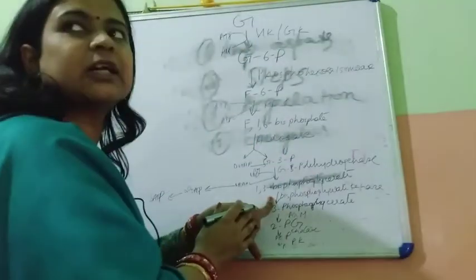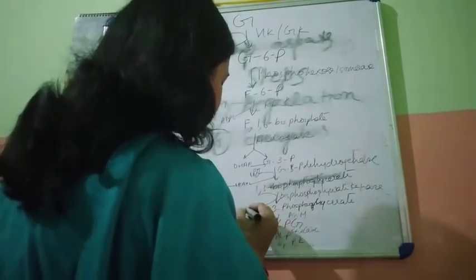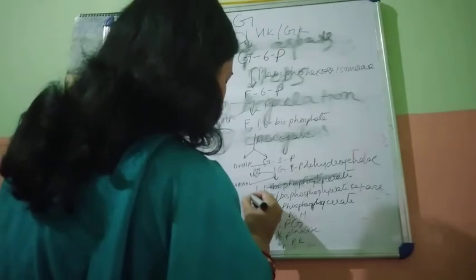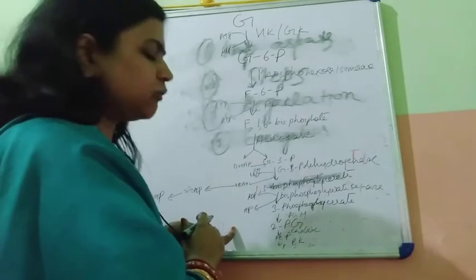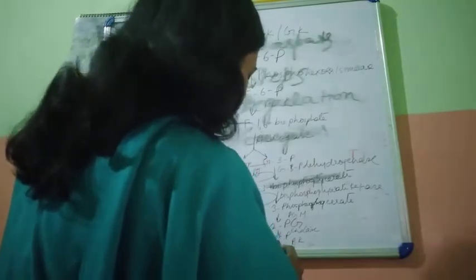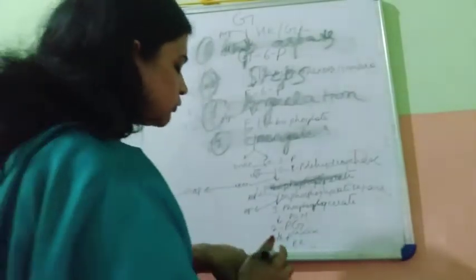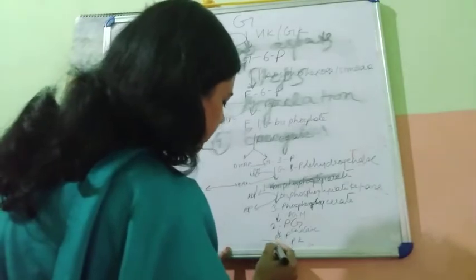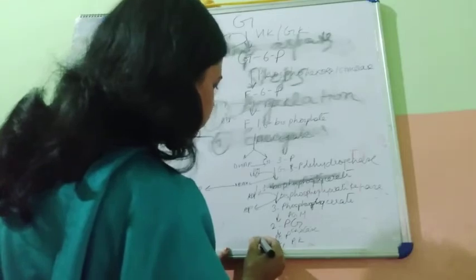Now in the conversion of 1,3-bisphosphoglycerate to 3-phosphoglycerate, this is a substrate level phosphorylation reaction. There is production of ATP from ADP without the involvement of electron transport chain and oxidative phosphorylation. Now phosphoenol pyruvate is converted to pyruvate with the help of enzyme pyruvate kinase. This is also a substrate level phosphorylation reaction. There is production of ATP without the involvement of electron transport chain and oxidative phosphorylation.